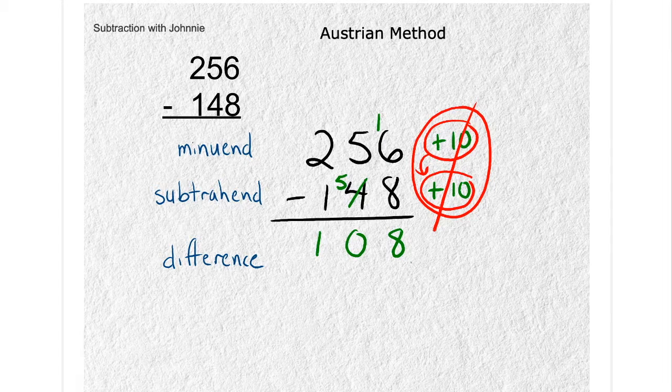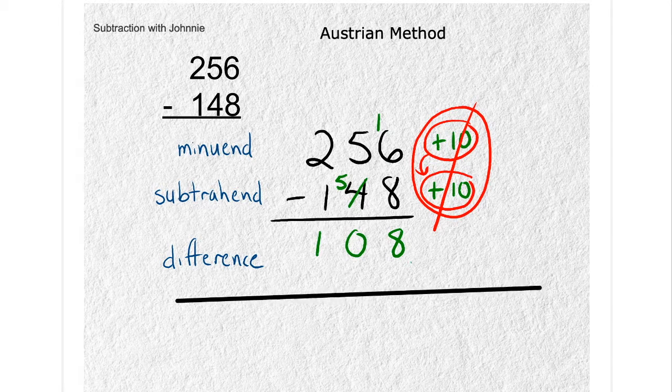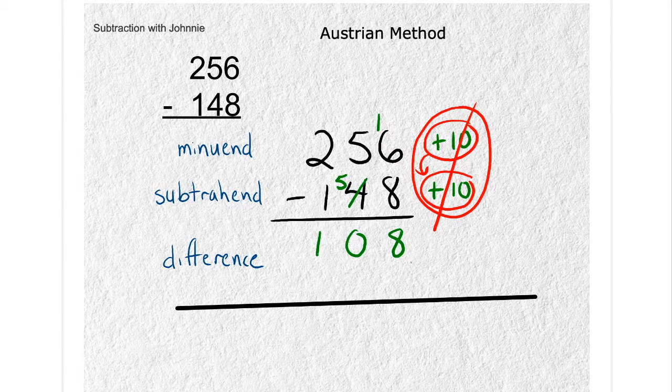So let me show you what this looks like on a number line. So I'm using an open number line, and we can put our numbers here. So let's go ahead and put 256 here, our original number, and 148 here. That's probably okay. Now what we're looking for is the difference between these two numbers.